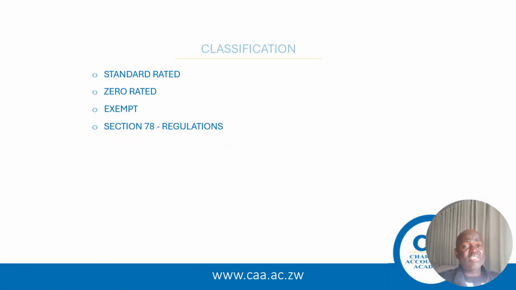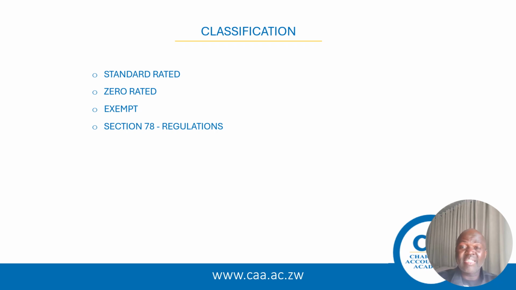So in terms of classification, your classification does not change. Standard rated goods, zero rated goods, and exempt goods do not change. And to guide us, we have a section 78, which talks about regulations, and there are regulations. And these are read in conjunction with the Finance Act. So they will give us a list and guide you as a learner to say this is zero rated, standard rated, or exempt. So when you import, you still have to classify those goods and see if they are standard rated, exempt, or zero rated.